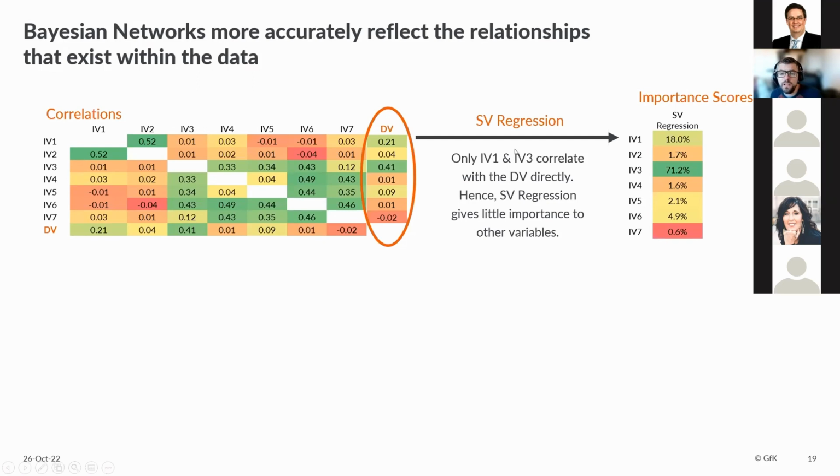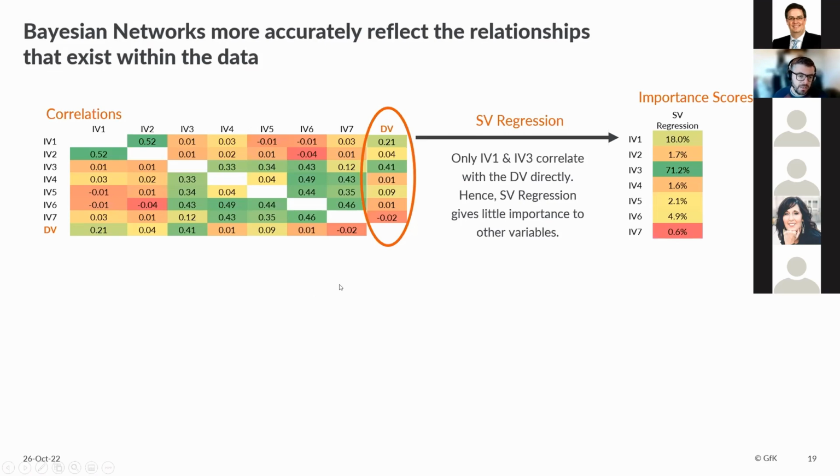So when we run the Shapley value regression, it's unsurprising that IV3, which had the highest correlation, has the highest importance score, but it really dominates with over 70% importance. And then followed by IV1, which had the next strongest correlation. And then the rest of the variables, which didn't have much of a correlation, don't get that much importance at all.